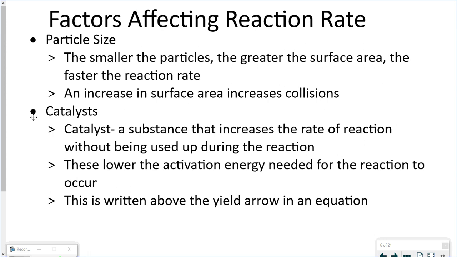We can also use a catalyst to affect our reaction rate. We talked about catalysts with reactions, but we just mentioned that they speed up the reaction and they're not used up, but we didn't actually talk about how catalysts react. So catalysts are substances that increase the rate of reaction without being used up during the reaction. And how they function is they actually lower that activation energy needed for the reaction to occur. So if the particles don't need as much energy to make products, they will therefore make products faster. And remember, catalysts tend to be written above the yield arrow in an equation.